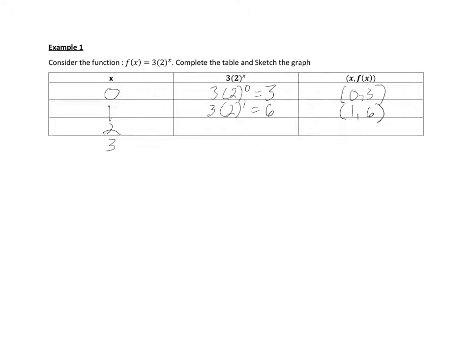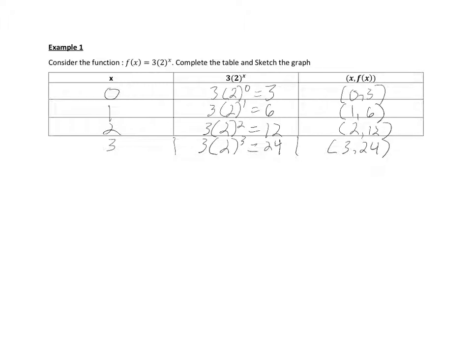If we plug in 2, 3 times 2 squared. 2 squared would be 4. Times 3 is 12. So 2 comma 12. And like I said, we're going to add this column here. If I was to plug in 3, 3 times 2 cubed, 2 cubed is 8, times 3 is 24. This is a point 3 comma 24.